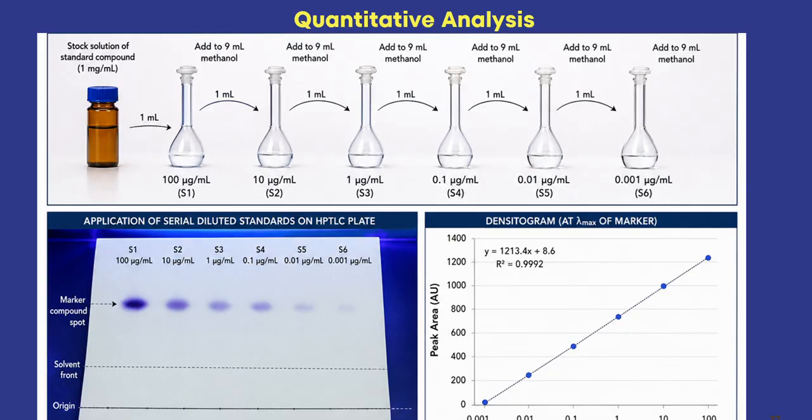So after chromatographic development and detection, the plate is scanned densitometrically and the peak response or peak area is recorded. A calibration curve is constructed by plotting the concentration of the standard against its response. The response obtained from the sample is substituted into the regression equation to determine the concentration of the marker compound. Appropriate dilution and sample preparation factors are then applied to express the final amount of analyte in the sample.